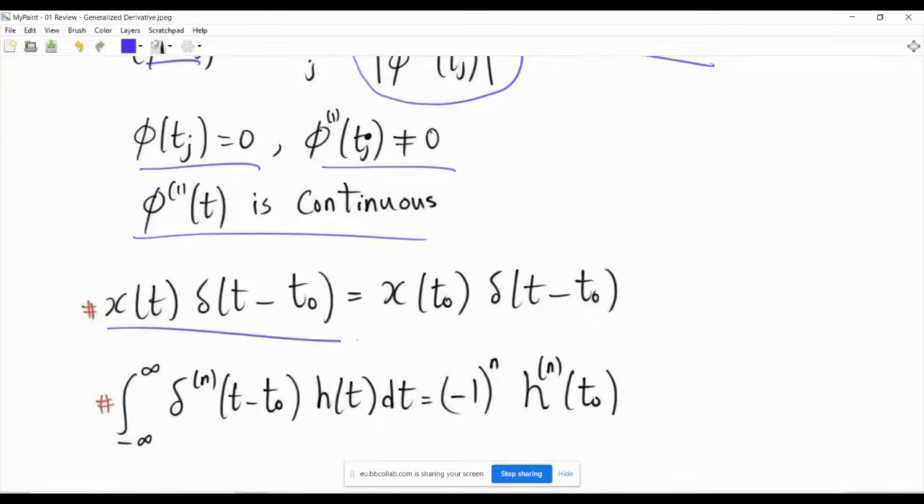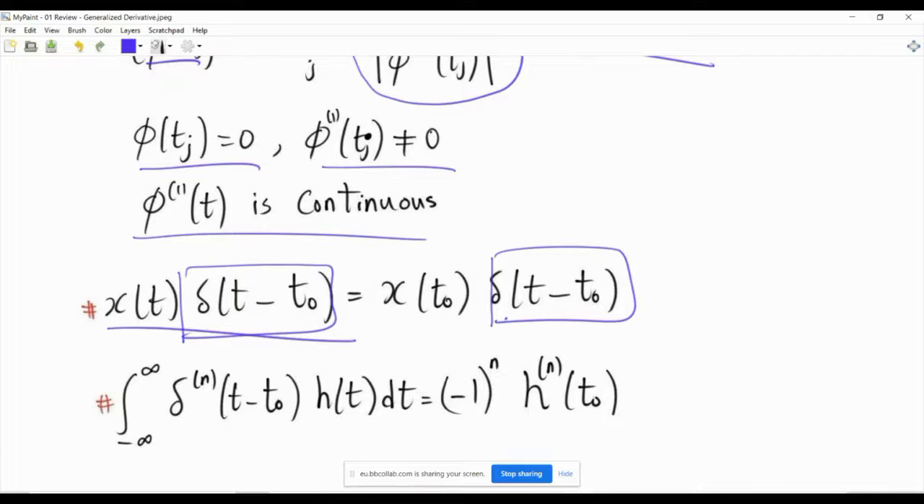Now, in signals and systems also, we need a function with the Dirac delta without integration, and in this case, the Dirac delta is as is here.